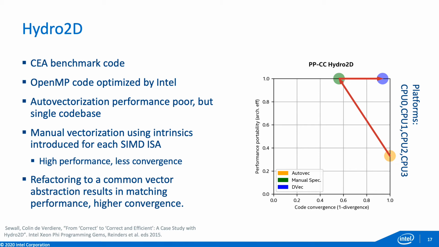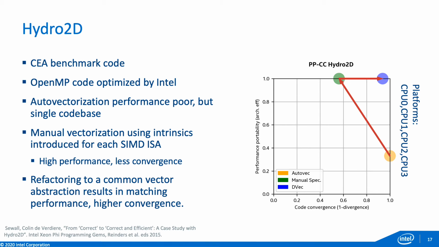But not satisfied with that, I went back and did some manual vectorization using intrinsics, and that ended up with a code that performed much better, but you can see I took a big hit in convergence, right? I had to do a lot of specialization to make that happen. Now after that, one of the things I was able to do was to introduce a new abstraction for those SIMD types, and then claw back a large amount of that convergence, right, while preserving performance.